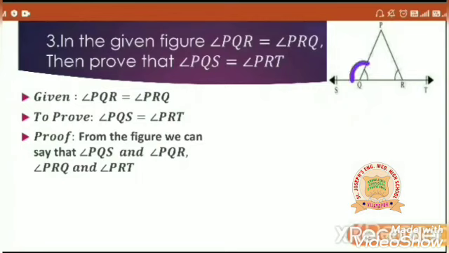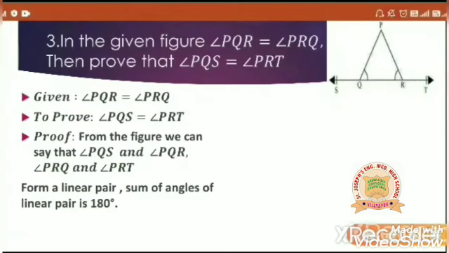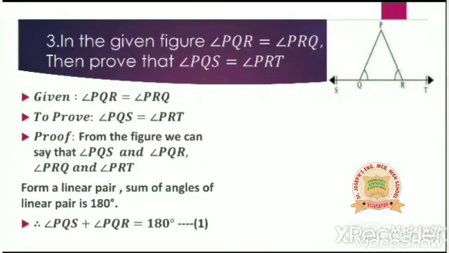So this angle plus this angle should be equal to 180 degrees, as well as this angle plus this angle, because they are forming a linear pair. The sum of their angles is equal to 180 degrees. So therefore we are going to write angle PQS plus angle PQR is equal to 180 degrees. We give it as equation 1.